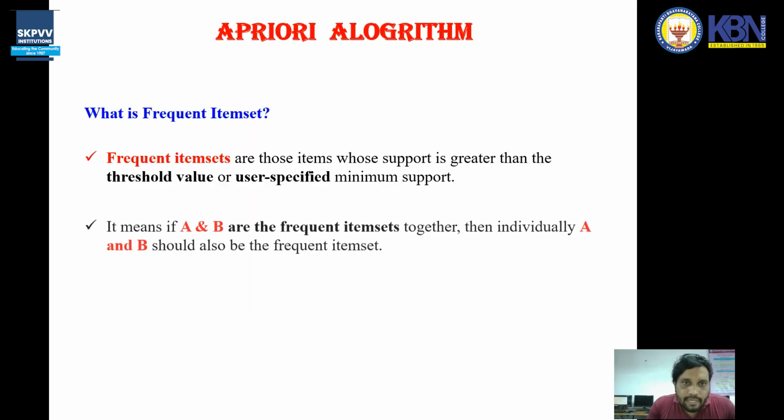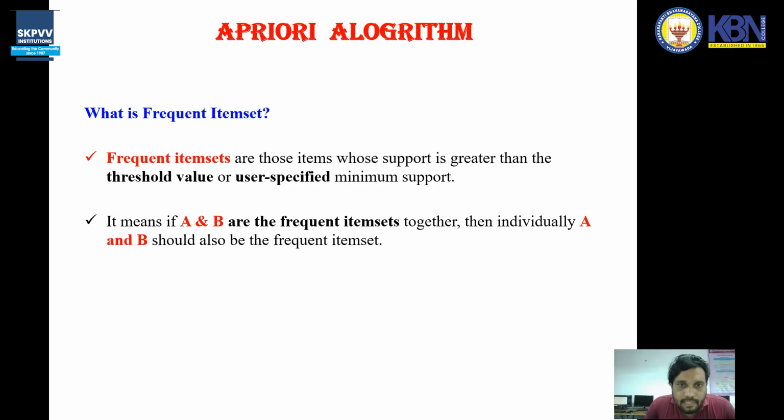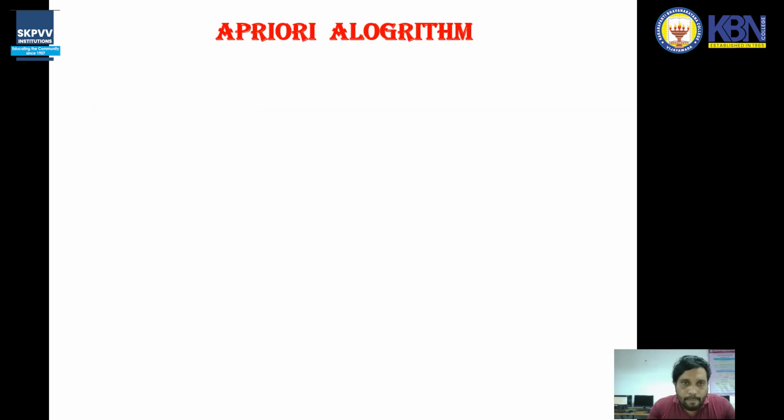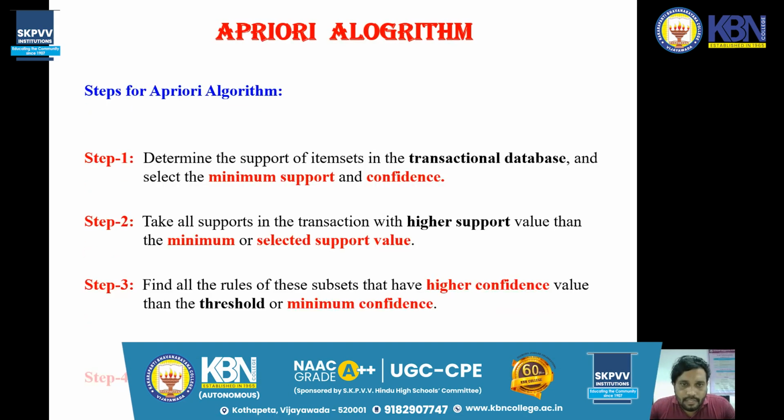So what does a frequent item set mean? A frequent item set is a pair of variables that are dependent on each other, or where one variable is related to another variable. These pairs of item sets are called frequently generated item sets. So what are the steps of the Apriori algorithm?